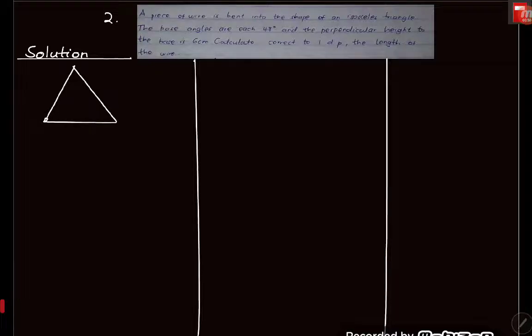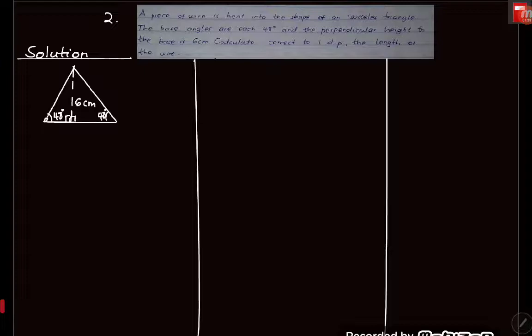And now we are given that the base angles are equal to 48 degrees. And you have been given the perpendicular height to be equal to 6 centimeters. So this is just a sketch, 6 centimeters. Then if this is a perpendicular height, then it means that these angles are 90 degrees.